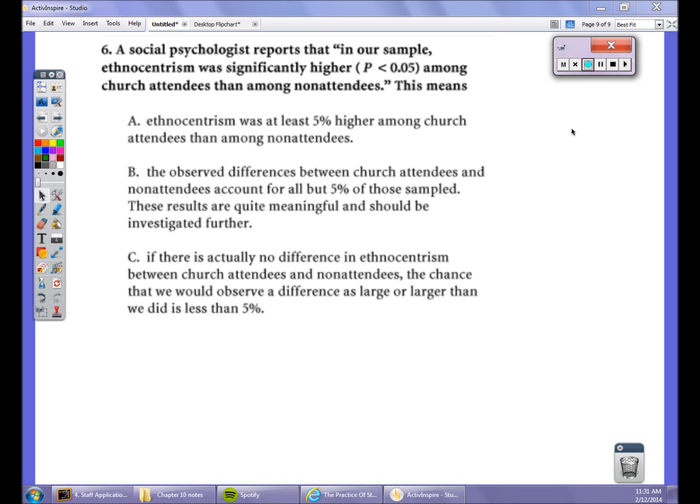Here's question 6. Take a second to read through and come up with the correct interpretation. I'll give you the answer in a few seconds. The null hypothesis in this situation would be that there is no difference between the ethnocentrism between those who attend church and those who do not. The alternative is that there is a difference. Since our p-value is less than 0.05, our results are significant. We would reject the null hypothesis, thus favoring the alternative that there is a difference. The correct answer for this question is going to be C.